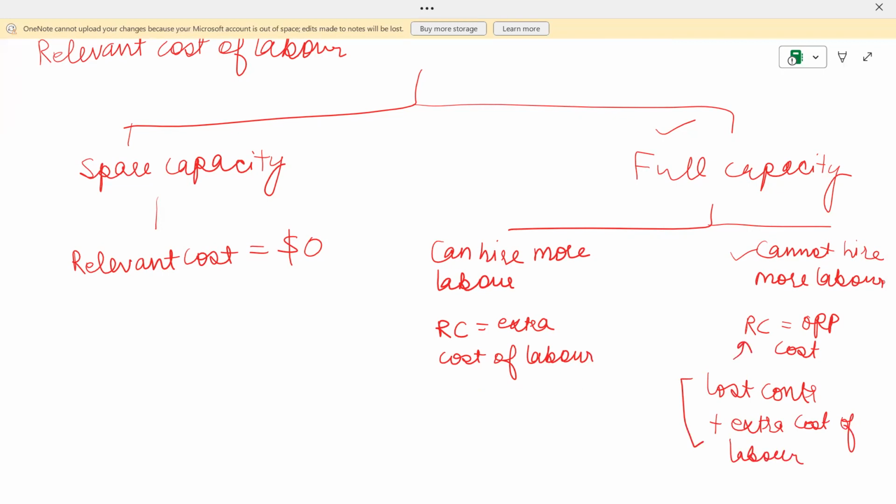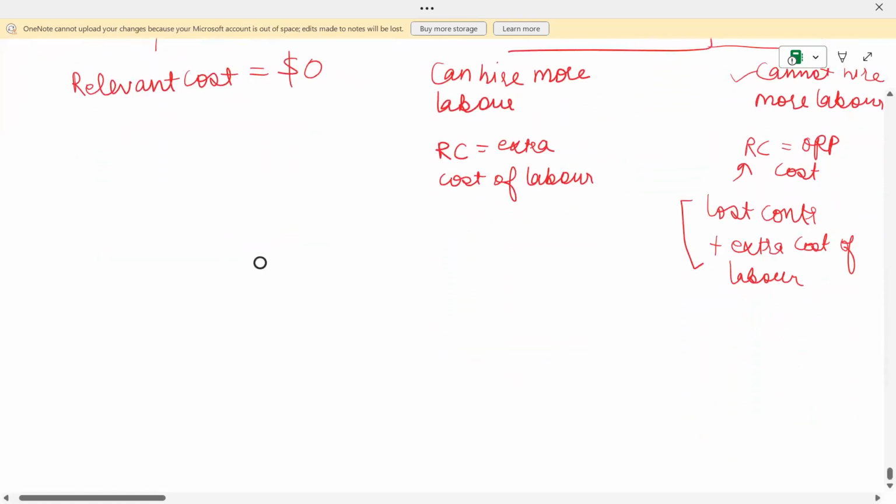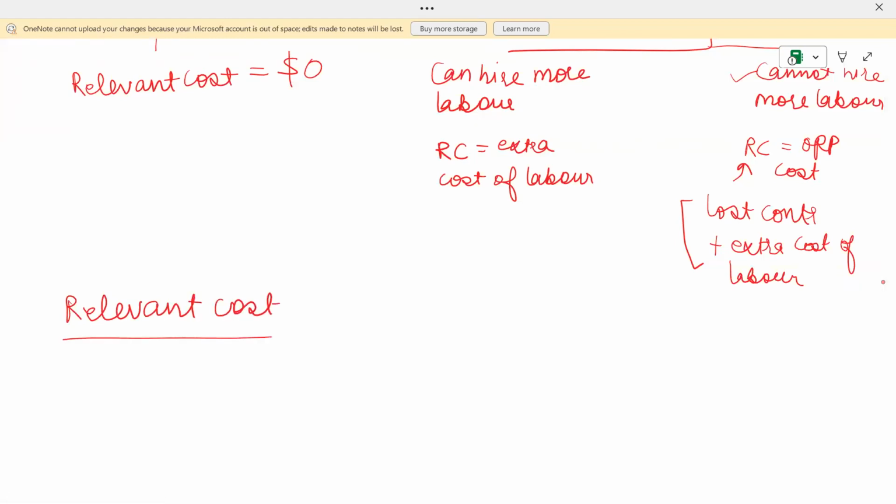Now, to understand what exactly we mean by relevant cost, ideally I think I should have covered this at the very beginning of the session. Relevant cost is essentially all of your future cash flows which are arising. So these are future cash flows, and writing the prominent characteristics, they will always be future cash flows which arise as a direct consequence of a decision.